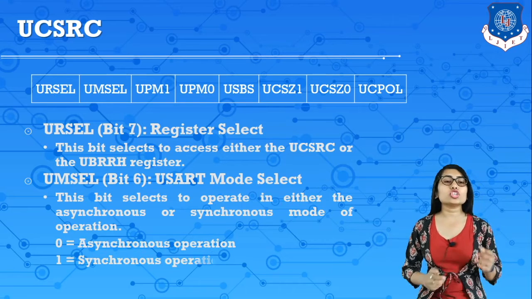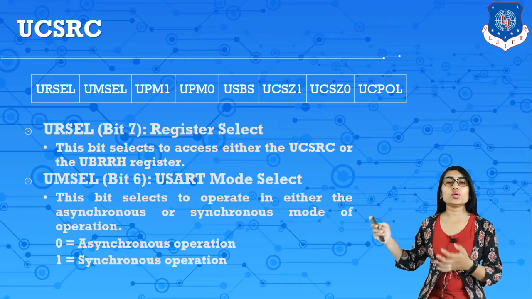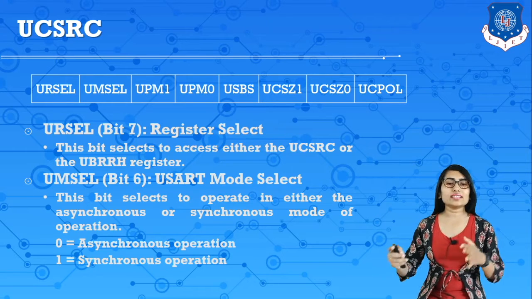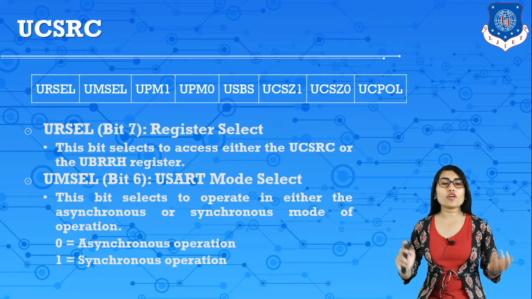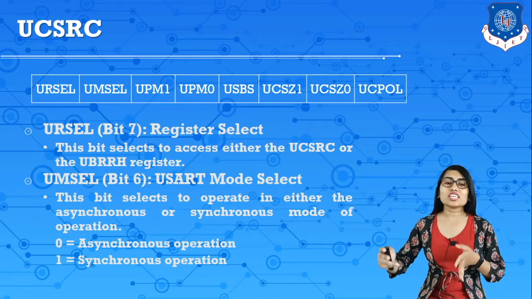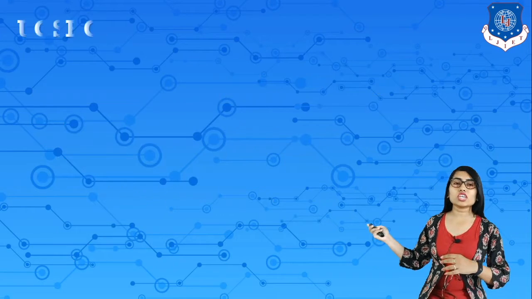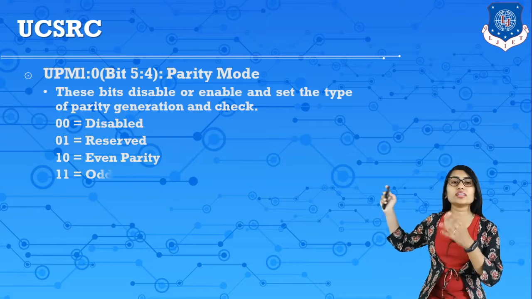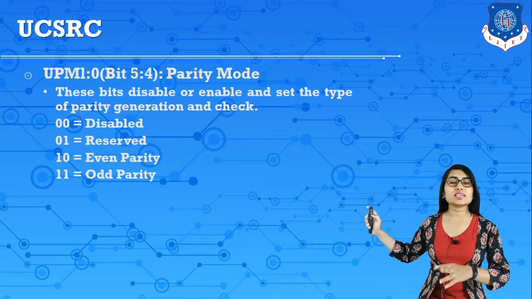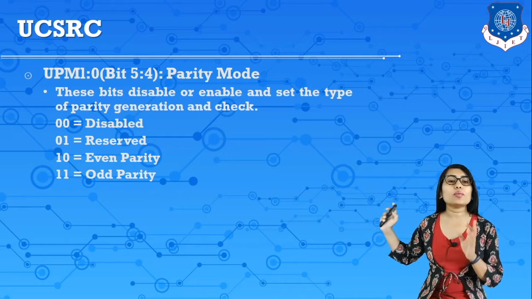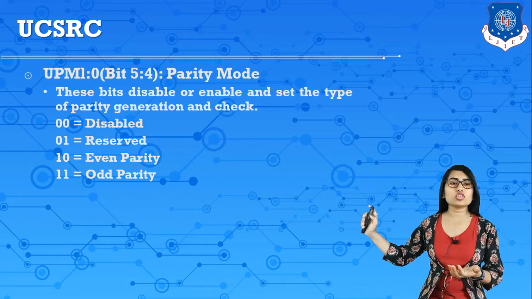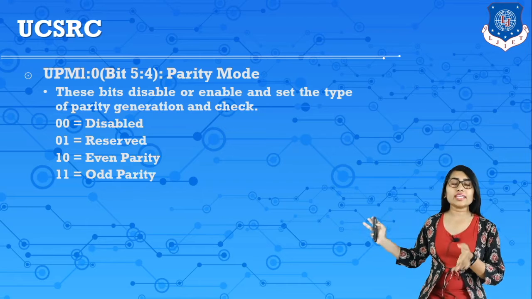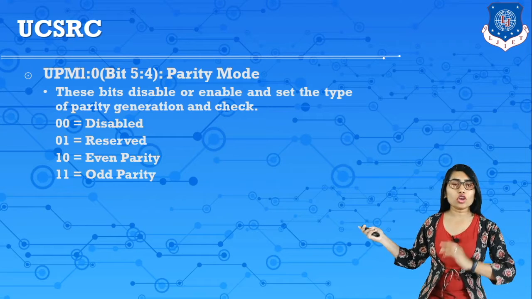Then next is UMSEL, that is USART mode select. This bit selects to operate in either the asynchronous or synchronous mode of operation. If 0, then asynchronous operation; 1 means synchronous operation. Next is UPM1:0, the parity mode. These bits disable or enable and set the type of parity generation and check. If 00, then disabled; 01, reserved; 10, even parity; and 11, odd parity.